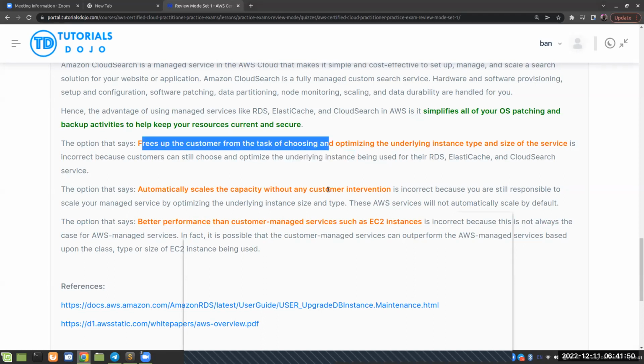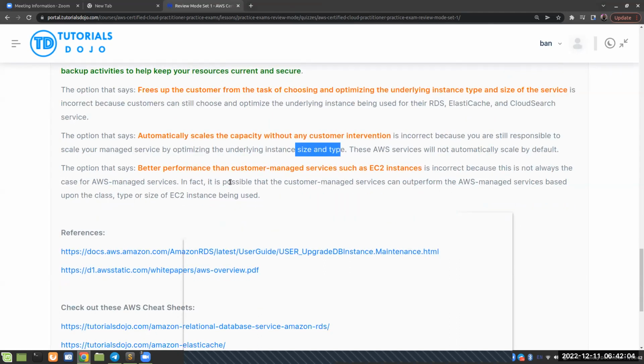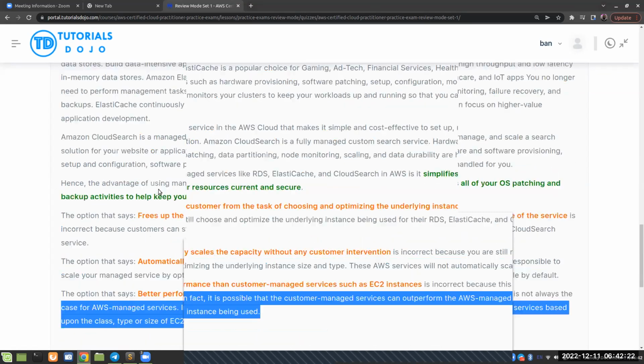Automatically scales the capacity without any custom intervention is also incorrect because you're still responsible to scale your managed service by optimizing that, right? Because you are choosing the instance type, you still have to be the one responsible for deciding. Better performance is incorrect because this is not always the case for managed services. In fact, it's possible that customer managed services can outperform the AWS managed services based upon the class, type or size of the EC2 instance being used. So it was just tricking the mind.